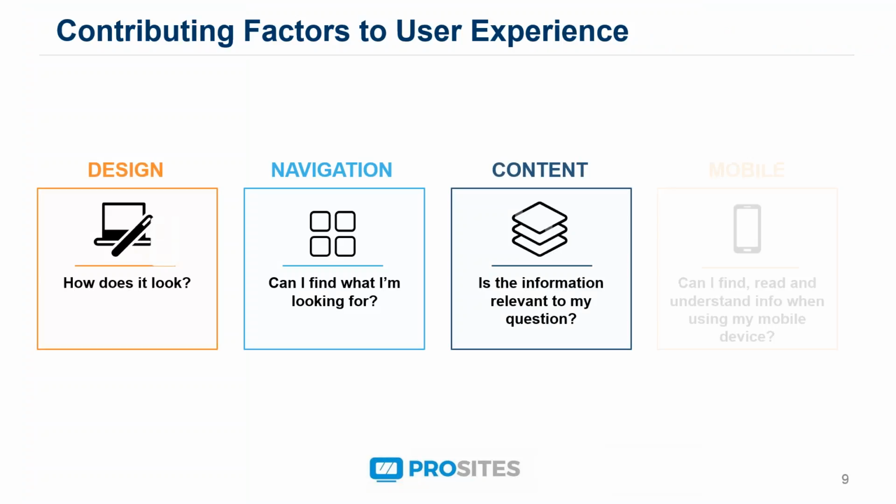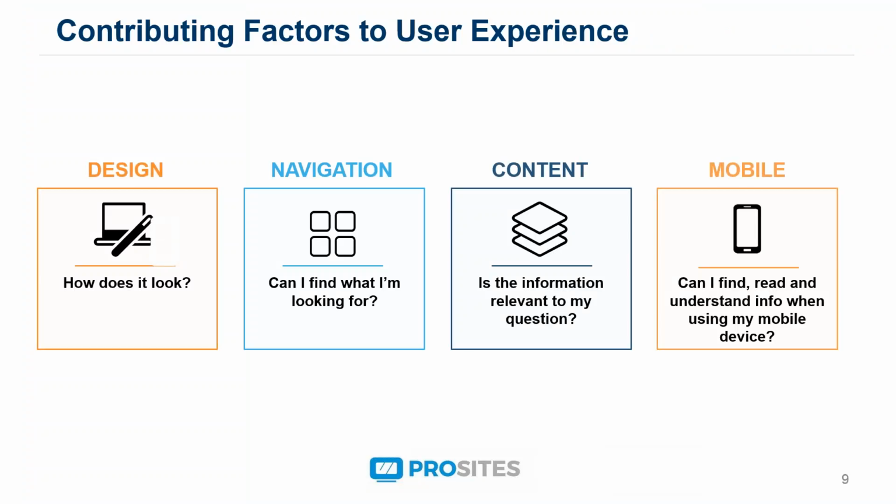And this is how user experience can be broken down. It's generally these four factors. People worry about the design. How does it look? That actually carries a lot of weight, and I'll go into that a little bit later. The navigation. How can they find the information that they're looking for once they're on your site? The content. How relevant is the information on your site specific to what I'm looking for? And can I find it on my mobile device? Because more people now use mobile devices than the actual computer that's sitting on your desk or desktop.